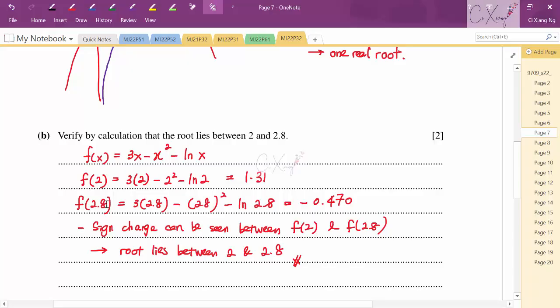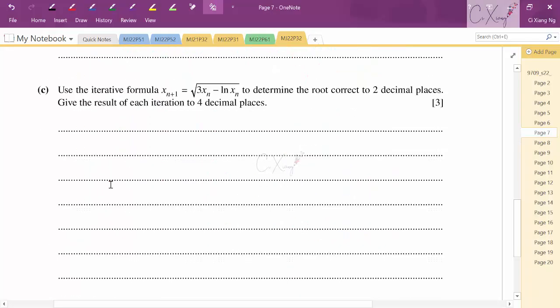Okay, then now let's proceed to part C. For part C, this is the iterative formula given, and they want us to find the root correct to 2 decimal places, with each iteration up to 4 decimal places. Okay, so by looking at this iteration formula given.